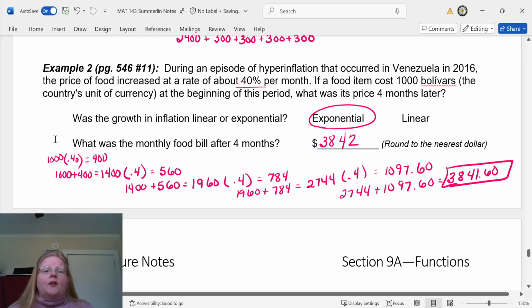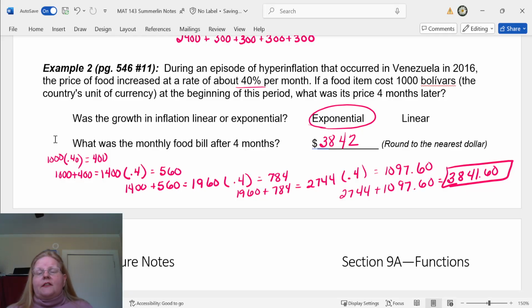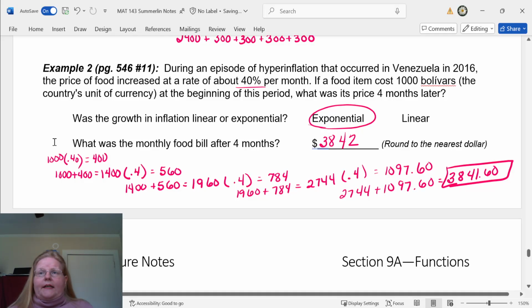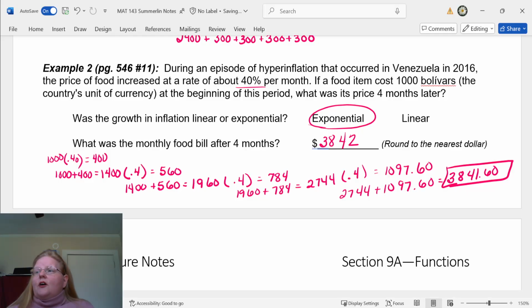But, like I said, there is an easier way of doing it than all of this, and we'll go over that when we get to section 9C. That's when you get the easy way. So, we'll talk about that later.